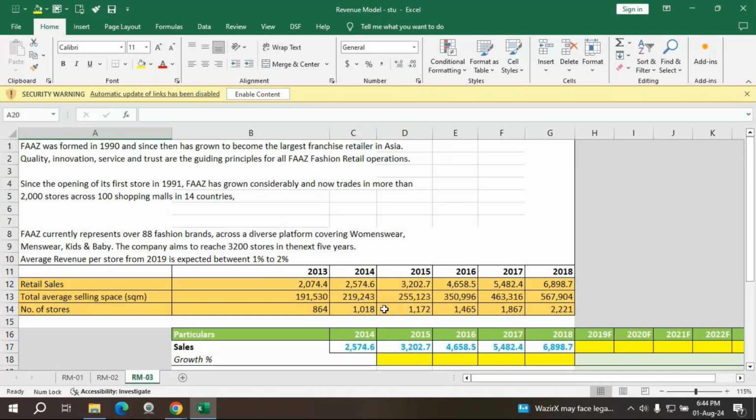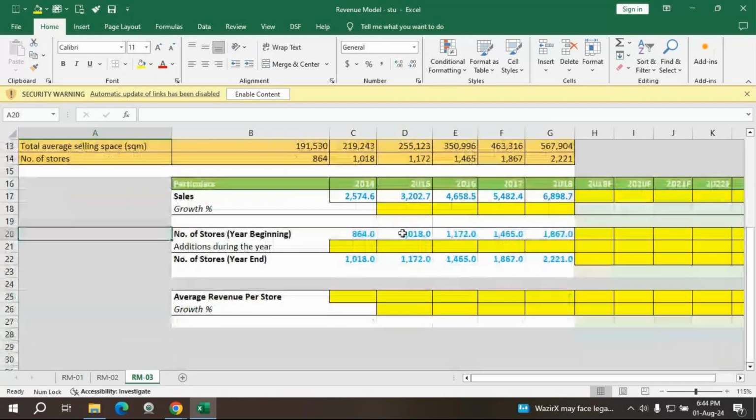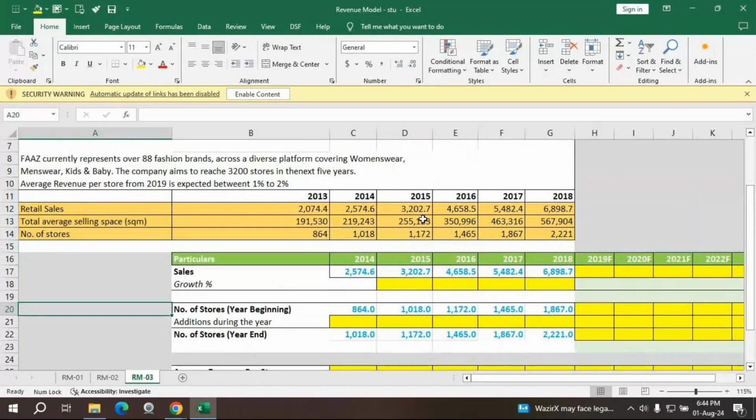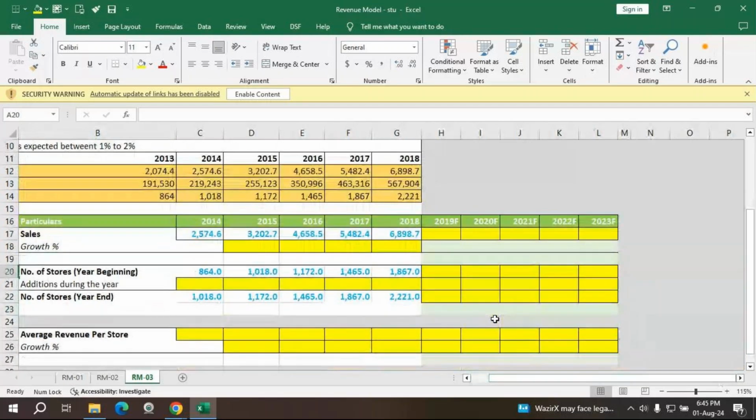Now I have to create the revenue model for this. The necessary basic information I need, they have given. Now let's solve it for the other 5 years. So how it has to be done, just try. I will explain once you have finished it.